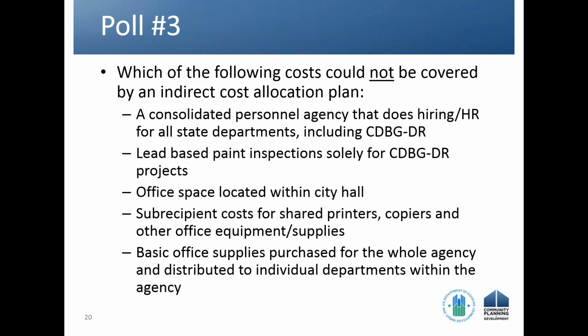The next two are definitely ones that could be indirect cost allocation items. The subrecipient costs for shared equipment, again, shared across activities, everybody uses the same printer, so that could be an indirect cost. And again, office supplies, where we're buying them in bulk from Staples, let's say, and we're going to just parcel out the pencils as people need them, again, that would be a common type of indirect cost. All of those sorts of things that we just said could be indirect costs, with the exception of the lead-based paint, which would not be, would have to be part of that indirect cost analysis and then the planning.